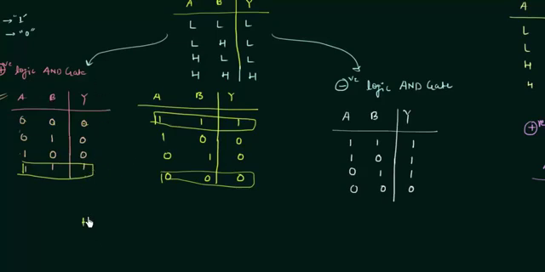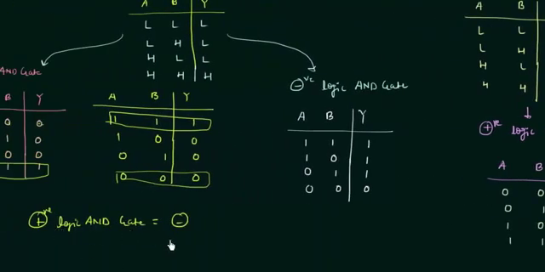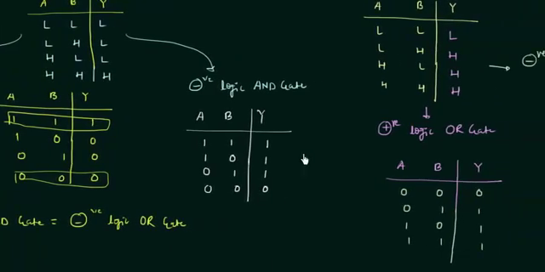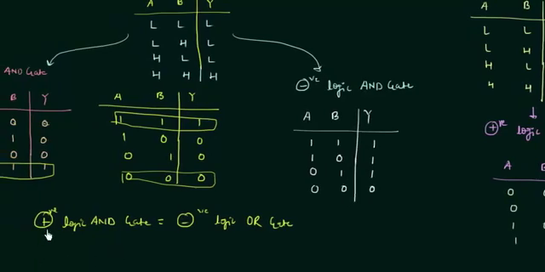So I can say that positive logic AND gate is equal to negative logic OR gate. You can see this is for the negative logic OR gate. In the same way, if I compare the negative logic AND gate with the positive logic OR gate, I will find they are also the same. So we have 2 things: negative logic AND gate is similar to positive logic OR gate.